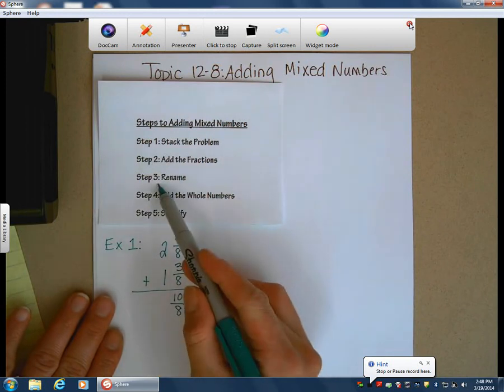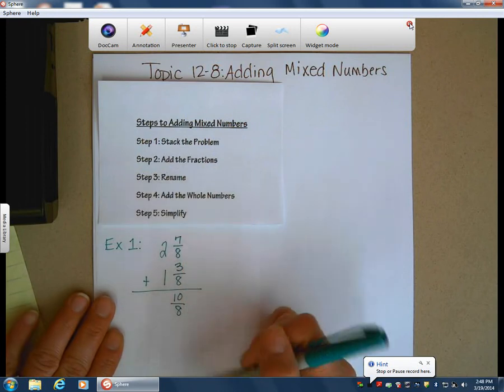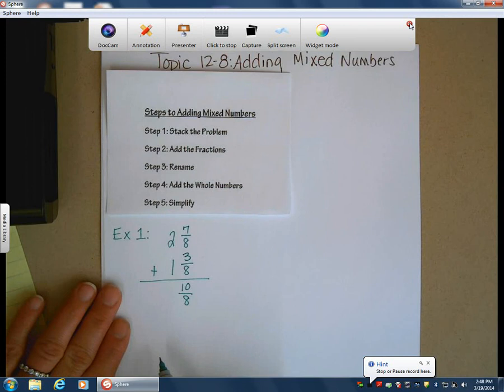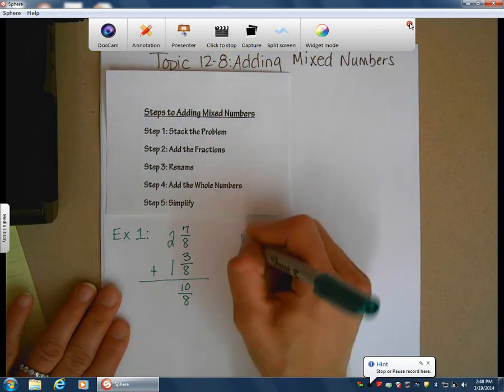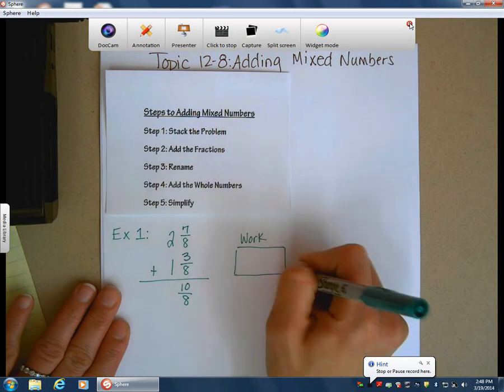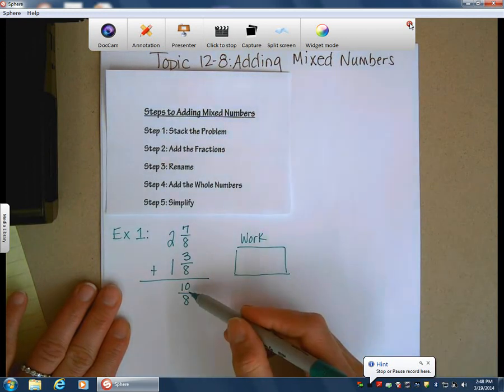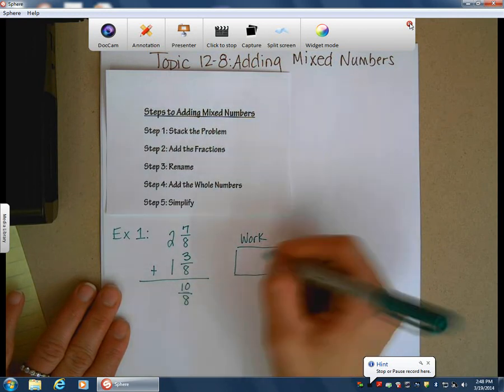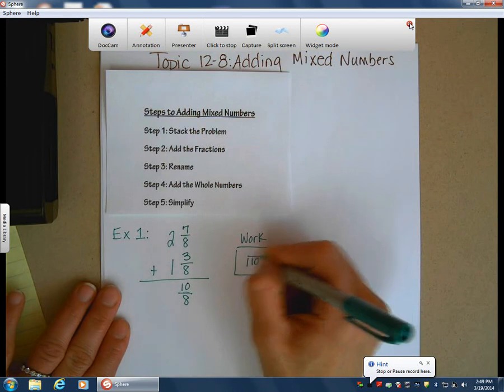Let's look at step 3. It says to rename this fraction. 10/8 is improper, so I must make this a mixed number. So what I'm going to do is make a little box over here for my work, and I'm going to turn this improper fraction into a mixed number. When I read it, it says 10 divided by 8. So I'm going to now write 10 divided by 8.